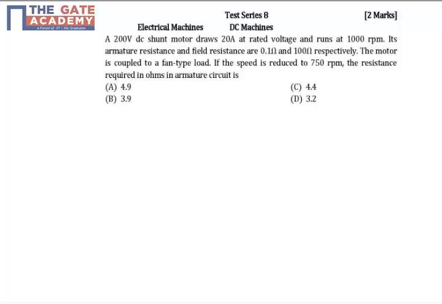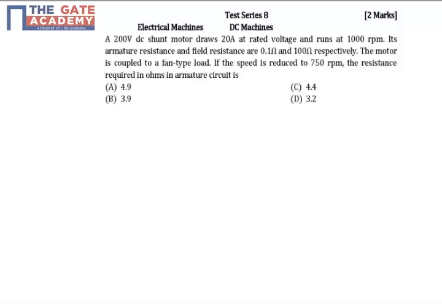So in the given problem, we have a 200 volts shunt motor which draws a current of 20 amperes at rated voltage and is running at 1000 rpm, and we want to reduce the speed to 750 rpm. That will be done by inserting an external resistance in the circuit, and we are asked what value of resistance is required to connect in the armature so that the speed will be reduced to 750 rpm.